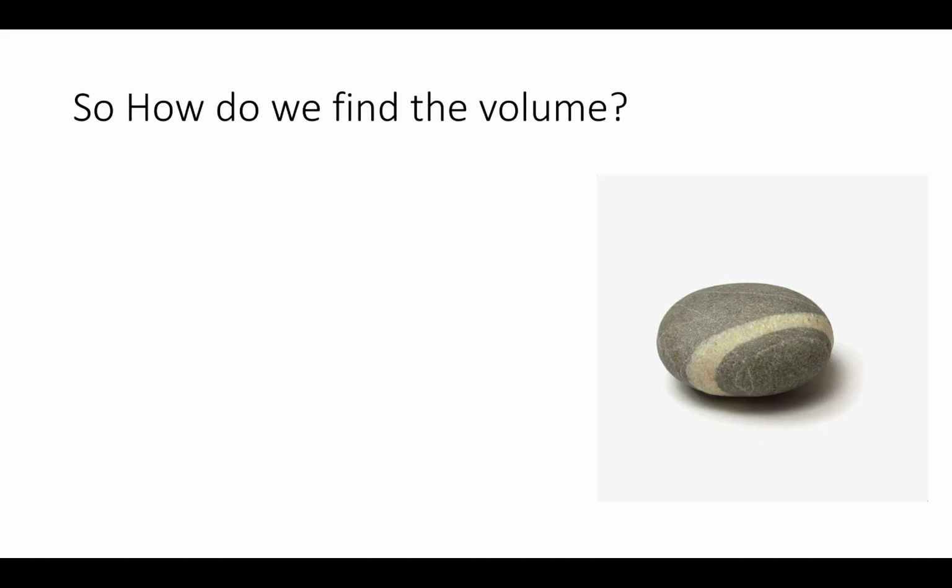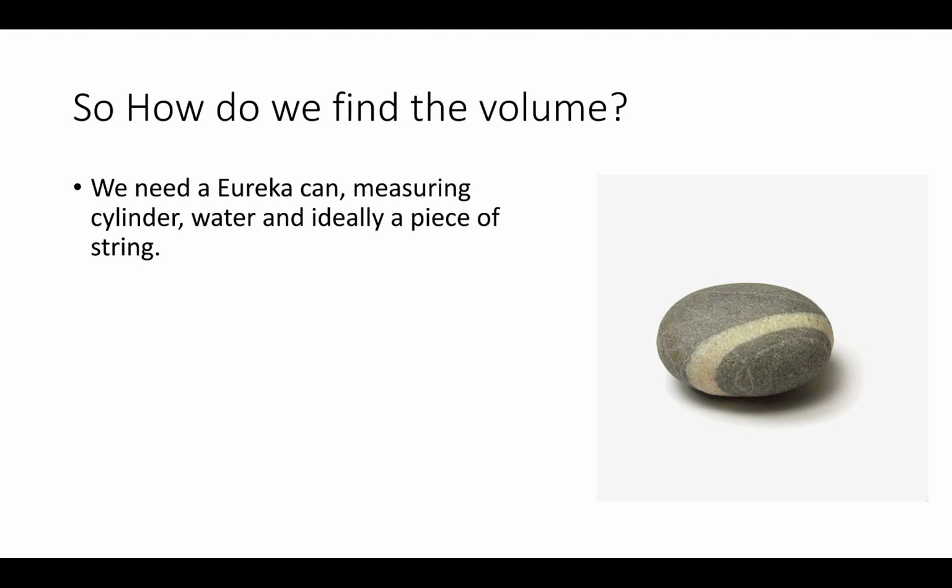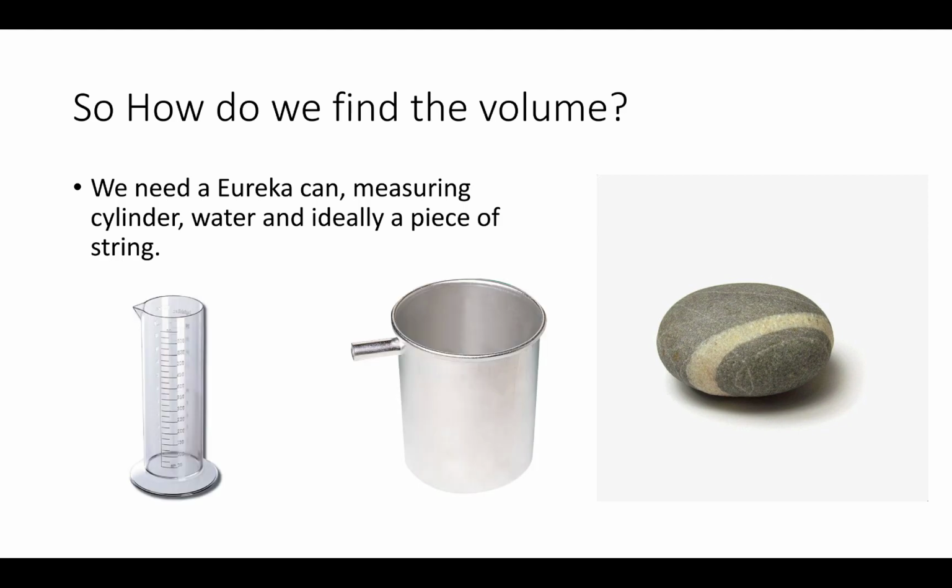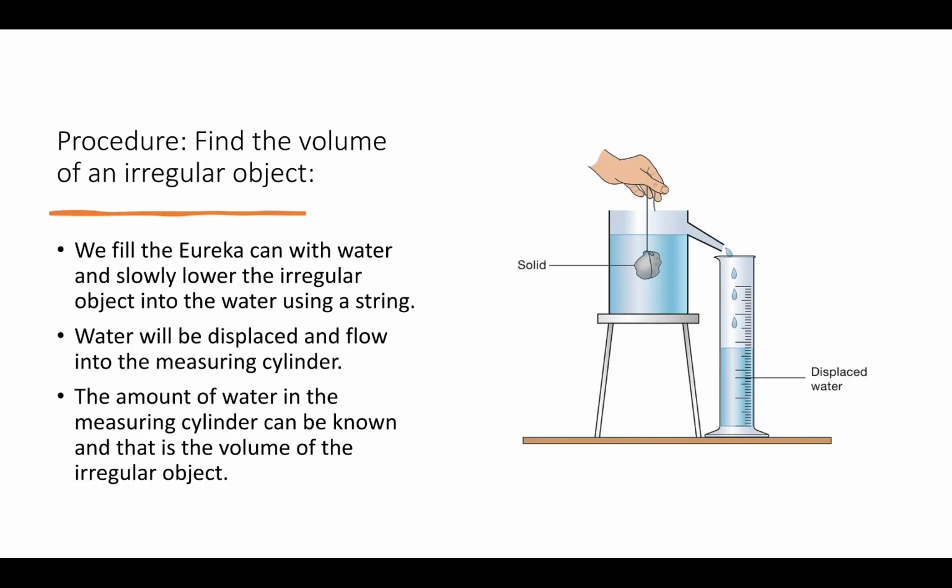So how do we find the volume? We need a eureka can, a measuring cylinder, and some water, and ideally, if the object's small enough, a piece of string. So your measuring cylinder is on the left, we've got the eureka can on the right hand side, and then our object, the stone, on the right hand side. And this is what you do.